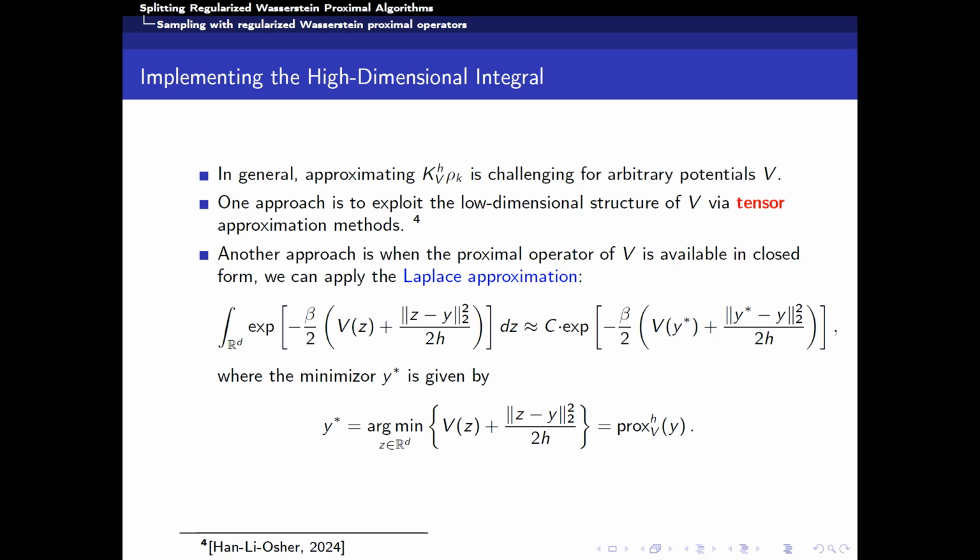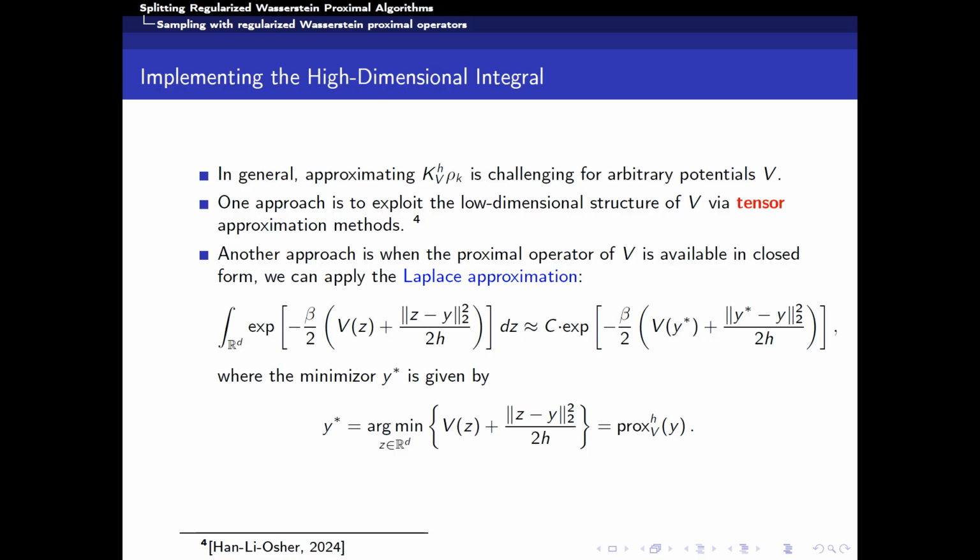There will actually be two additional approximations. The first one is the so-called Laplace approximation. It's something very classical in the statistical community. The idea of the Laplace approximation is that for such an integration of an exponential function, the value of the integration will be dominated by the maximum value of the exponent, which means it will be dominated by the minimal value of the function inside, which is the capital V plus the square term over 2h.